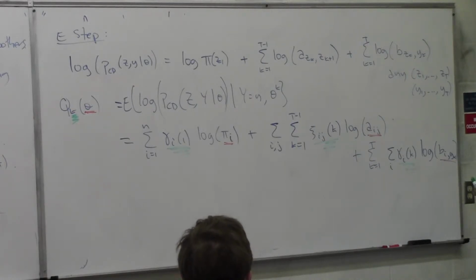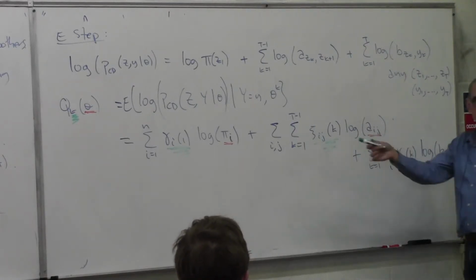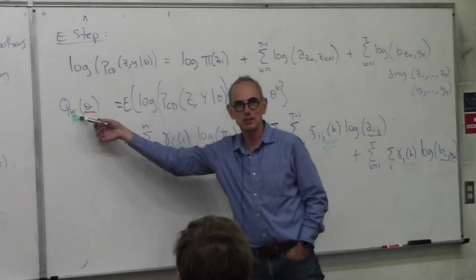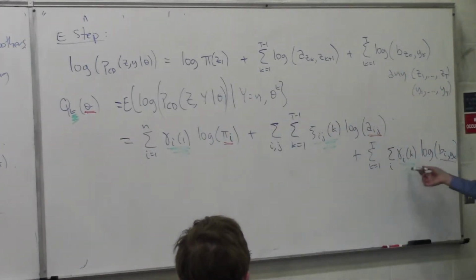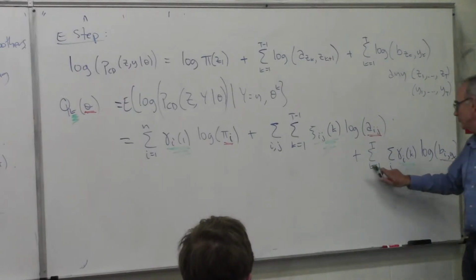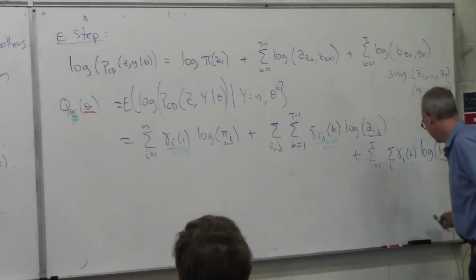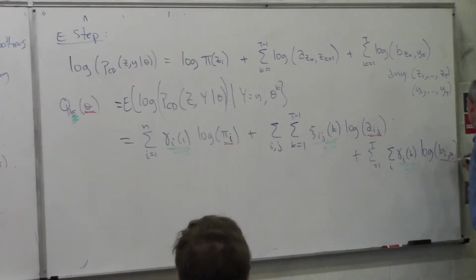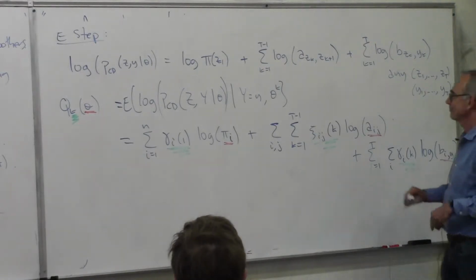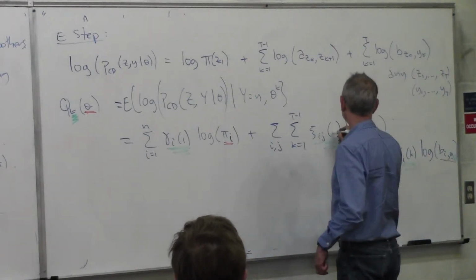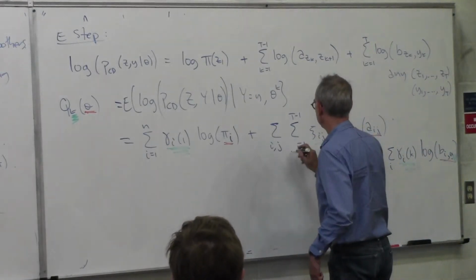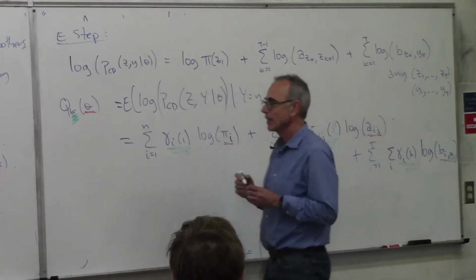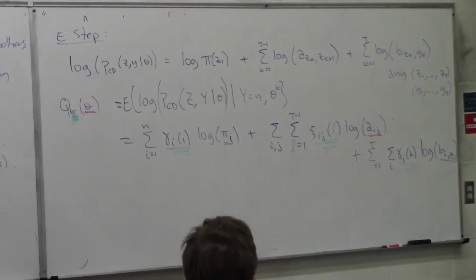I just realized I used k for time and for iteration. I apologize. That k should be an L or something. I don't know. Anyway, all right. So now what do you do?